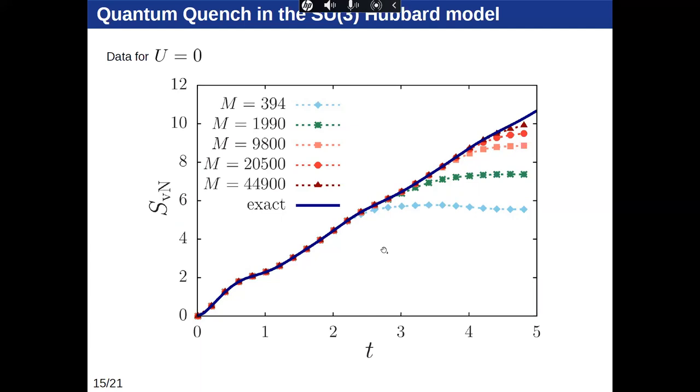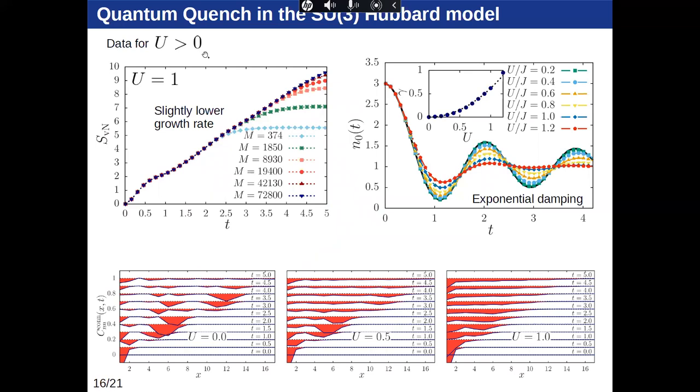What happens if I turn on interactions? Then I don't have my exact results anymore, but I can see what happens with the von Neumann entropy. For U equals 1, I see a slightly lower growth rate of the entropy, but it's not drastically lower. But again, I need quite large bond dimensions to follow the dynamics up to times larger than T equals 4.